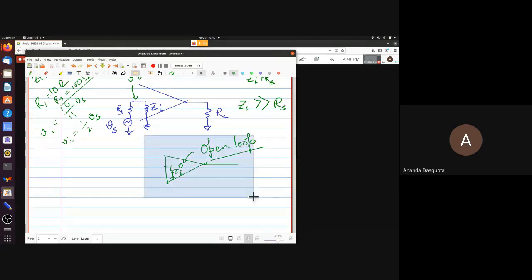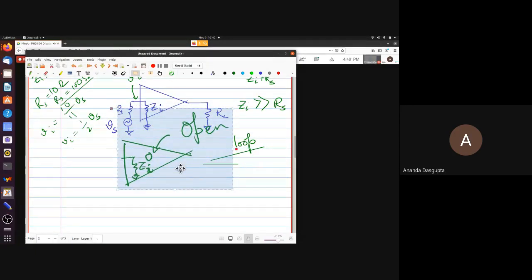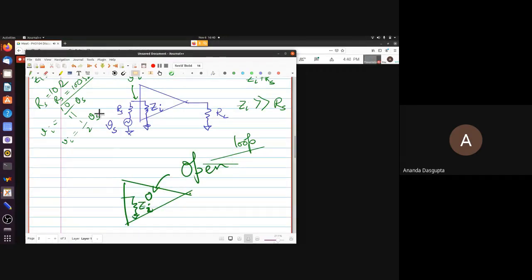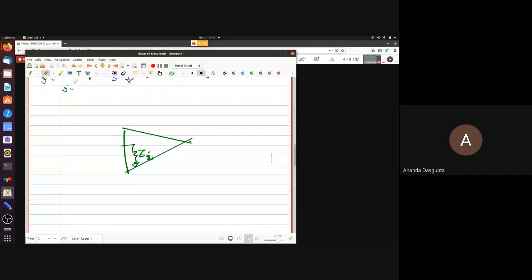So maybe I will just blow this up a bit. So you have an input impedance ZiO. For your circuit, you also, of course, have a gain AO, the open loop gain. And the result that you get for the circuit with feedback is also called ACL, CL of course standing for closed loop.